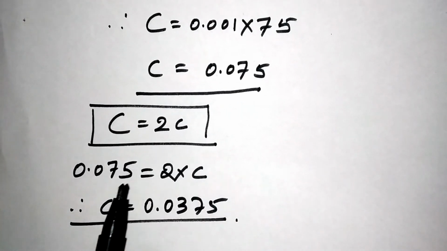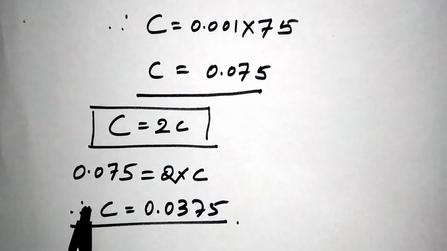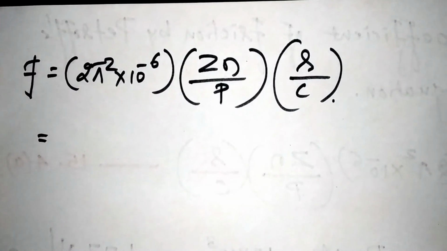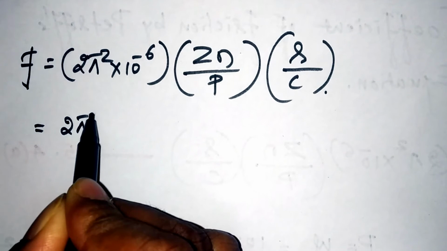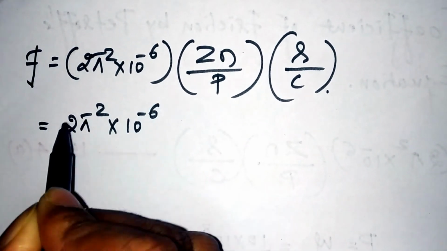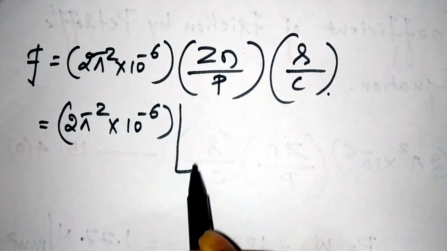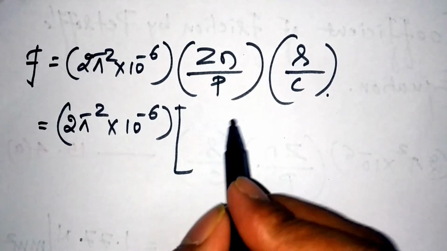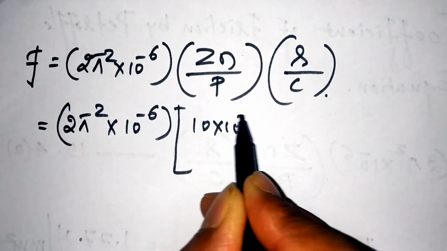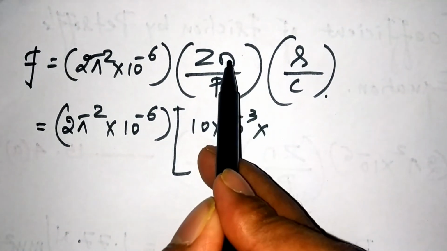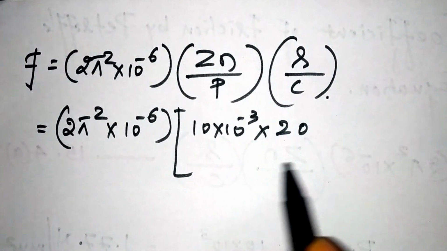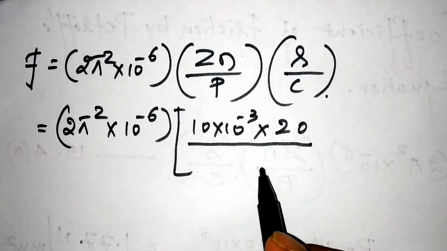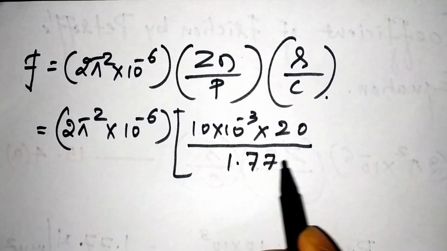So now we'll substitute these values into the Petrov equation. So 2 pi square into 10 raised to minus 6 as it is. This Z is nothing but the absolute viscosity, and that is given to be 10 into 10 to the power of minus 3. And this small n is the speed in RPS, and I found it as 20. And already we have calculated P as 1.77.